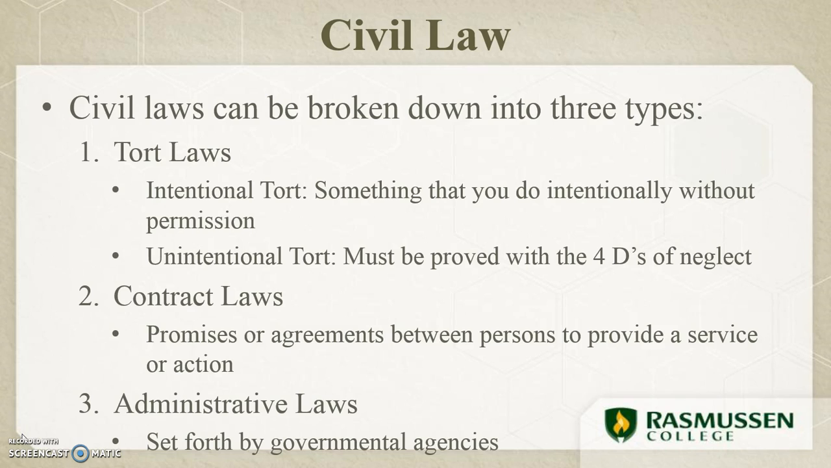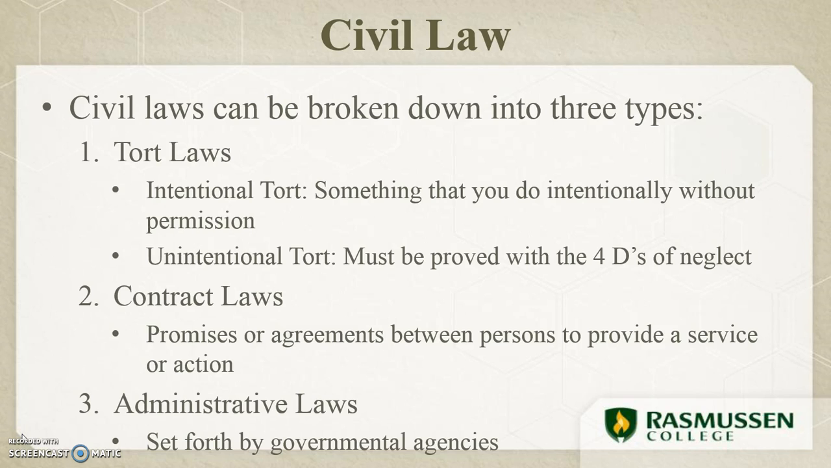Intentional torts are things that you do intentionally without the patient's consent. Things such as assault, battery, false imprisonment, defamation of character, fraud, or invasion of privacy. Unintentional torts, though, could be labeled as neglect or negligence. In order to prove negligence has occurred, the plaintiff or the patient must be able to present the 4 Ds of neglect. Those are duty, dereliction of duty, damages, and direct cause.